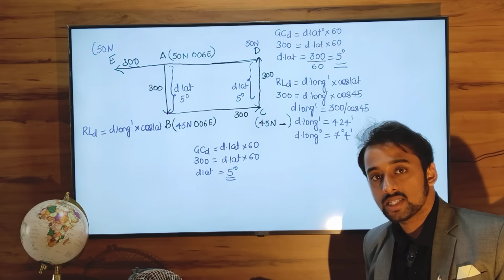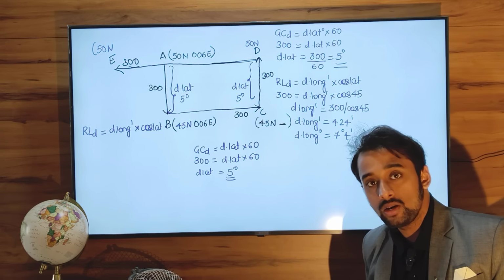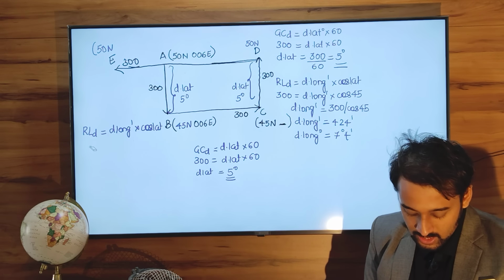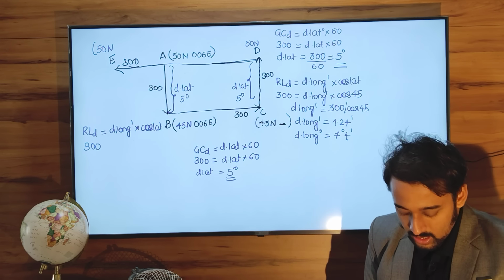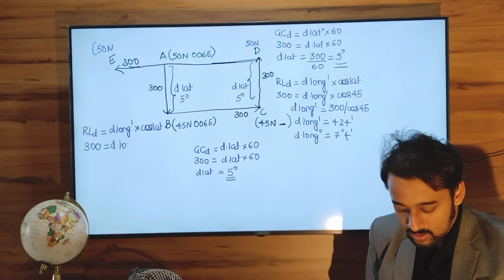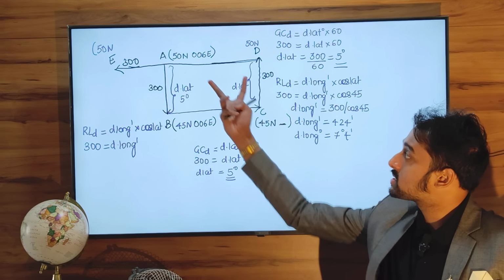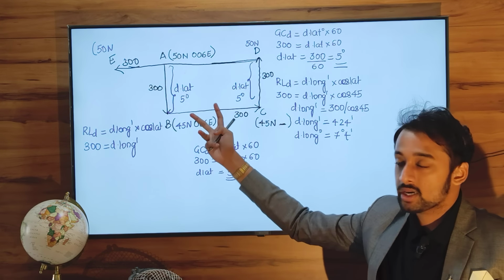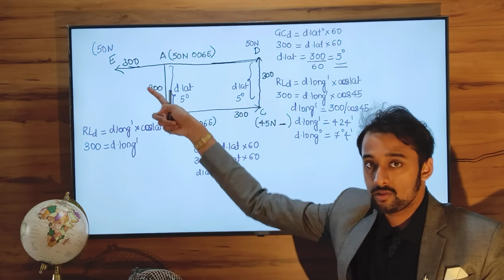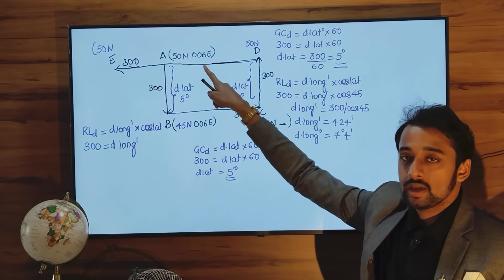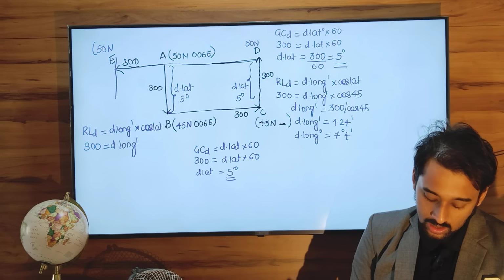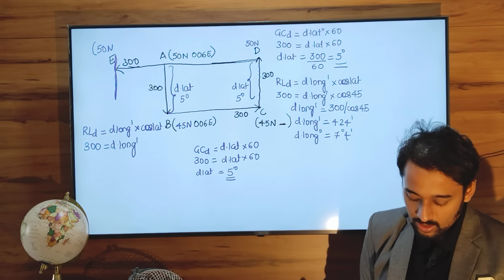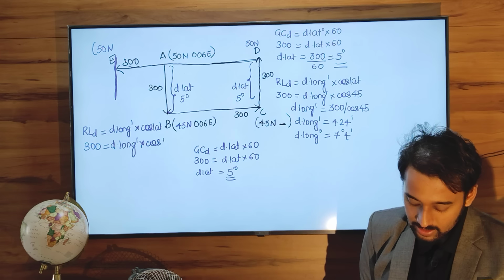So Rumline distance is d long into cos of latitude. So distance is 300. D long you do not know, because this d long and this d long are not the same, as we have traveled to a new longitude. So this d long will not be equal to that d long, into cos of 50.